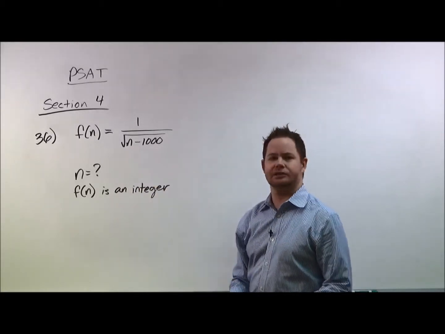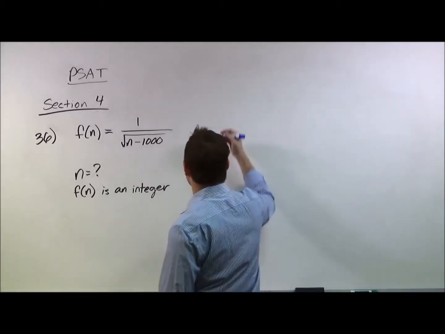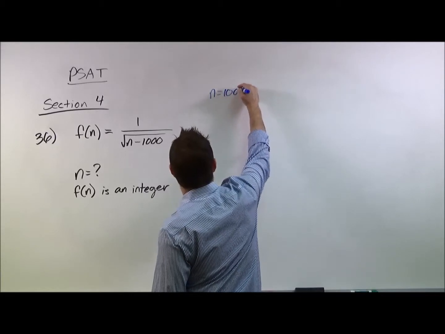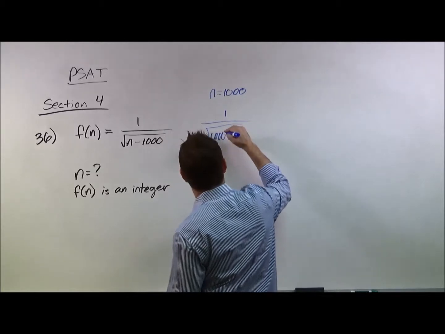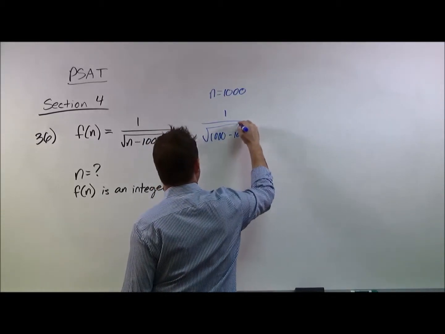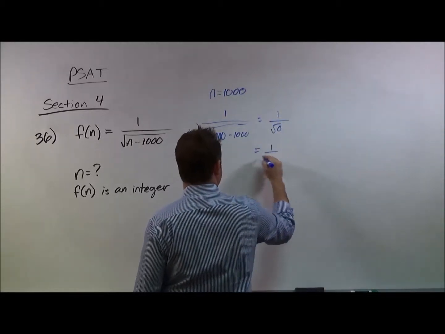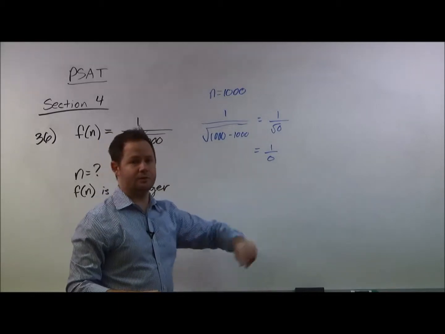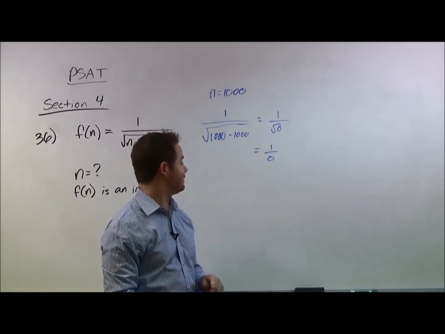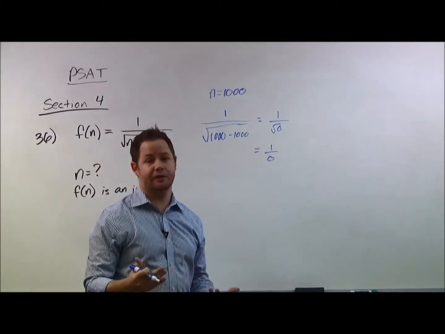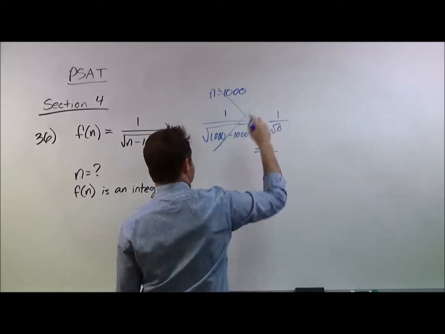So we know n has to start at least at 1,000 so that we get out of the negatives. So let's try that. If we plug in n equals 1,000, let's test it. So this would be 1 over the square root of 1,000 minus 1,000. Well, that's 1 over the square root of 0, which is 1 over 0. And if you type that into a calculator, what does your calculator tell you? Hopefully your calculator, if it's working properly, will tell you that 1 divided by 0 is undefined, or it'll give you back an error message on that. So we know that this scenario isn't going to work.